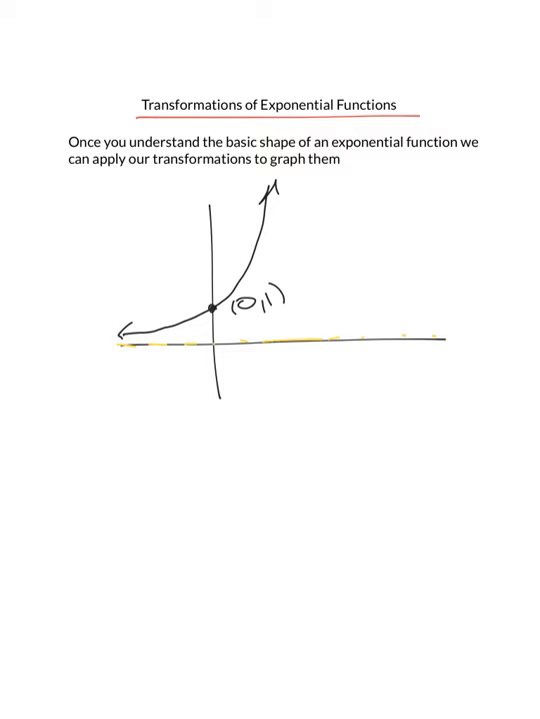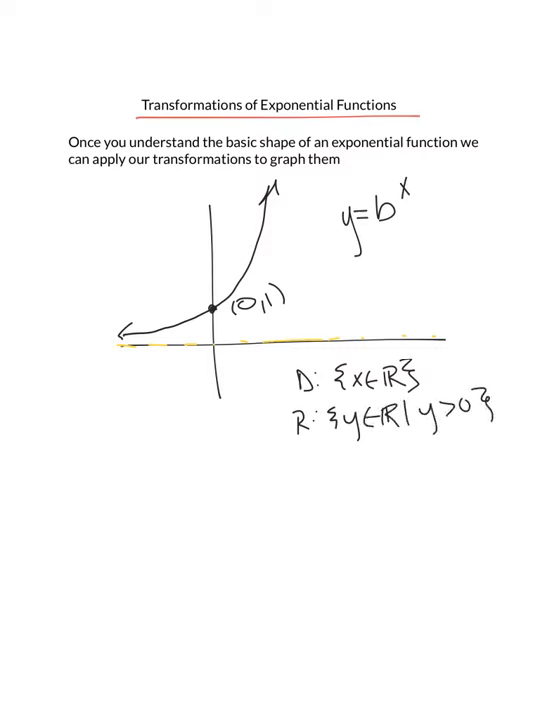The rest of the exponential function definitely changes as we change our b. So unfortunately, other than this (0, 1), I can't really give you any key points that you should be remembering. The only other thing that remains the same is our domain is x ∈ ℝ and our range is y ∈ ℝ such that y is greater than 0.